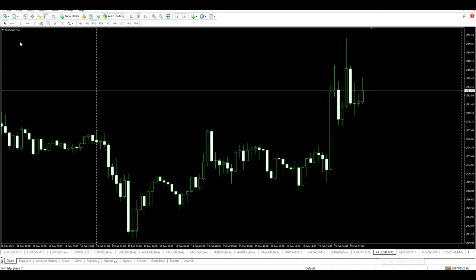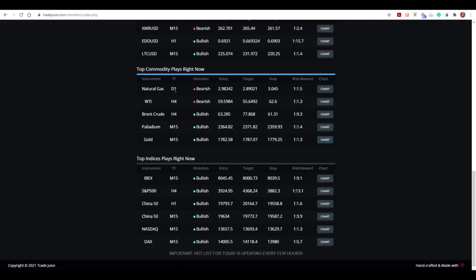Okay, guys, I'm on my gold USD chart, 15 minutes. And the reason I'm on here again is because I've got an alert that on gold, I can go bullish on the 15-minute chart. And my entry is just where the chart is at now.